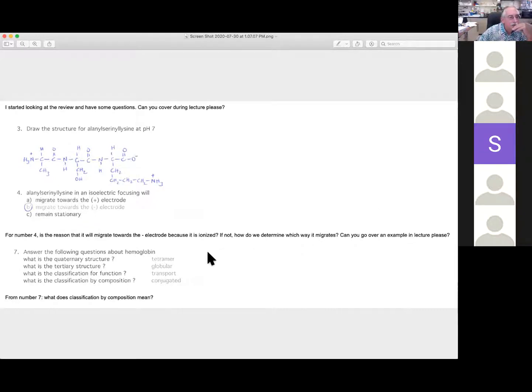Then number 4 is the reason that it will migrate toward, oh wait, this one. So what does classification by composition mean? Well, it's either going to be a simple protein or it's going to be a conjugated protein. A simple protein is only made up of amino acids. A conjugated protein has something besides amino acids. So hemoglobin has a heme, has an iron. So therefore, it's a conjugated protein.